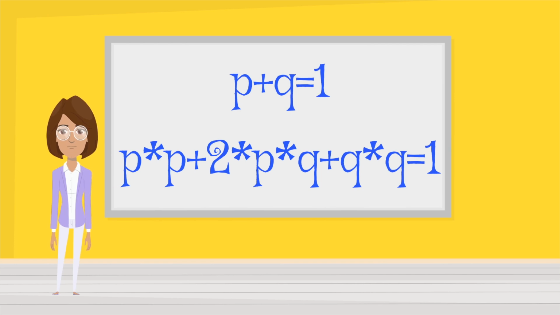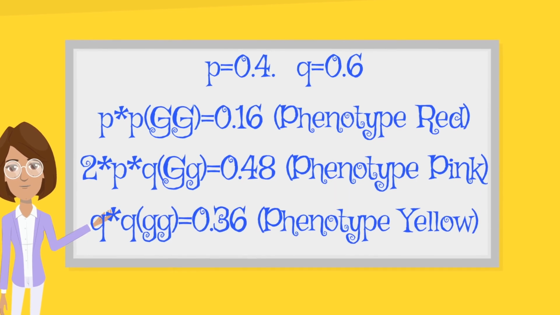Hardy-Weinberg equilibrium has mathematical representations. It consists of 2 equations that describe how allele and genotype frequencies are distributed in a population. Let's explore the math. First one is p plus q equals 1, which represents the frequency of alleles in a population, with p equal to the frequency of the dominant allele and q equal to the frequency of the recessive allele. And second one is p squared plus 2pq plus q squared equals 1, which is used to calculate diploid genotype frequencies in a population.